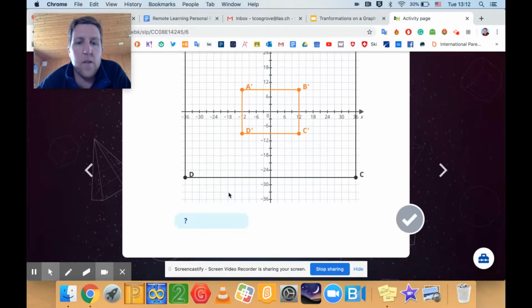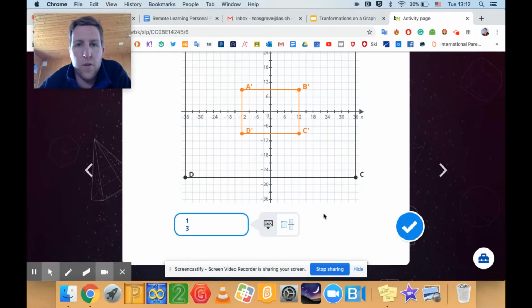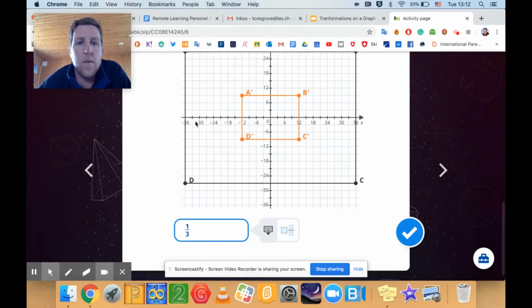Okay, so we have a scale factor of 1/3 because -36 divided by 3 is -12. And same with 27 divided by 3 gives me 9. Okay?